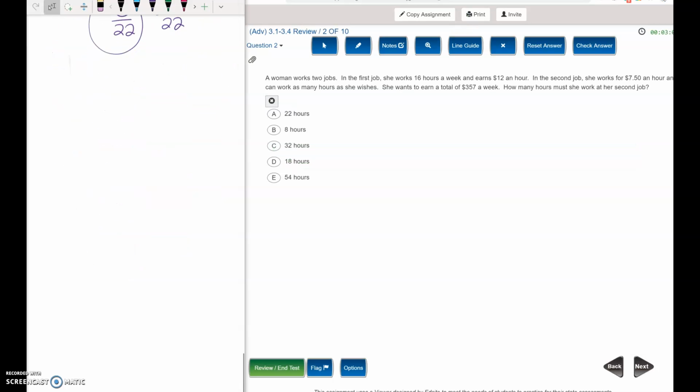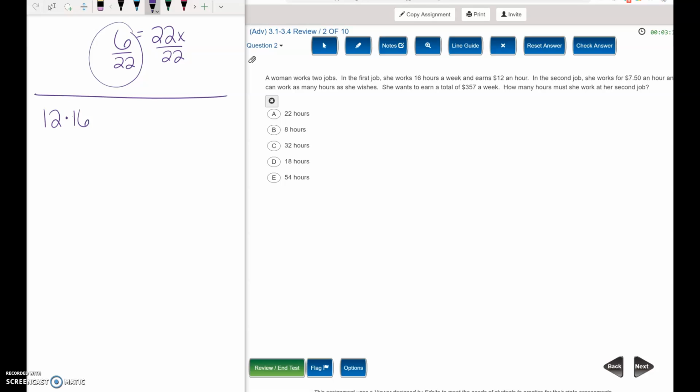A woman works 2 jobs. In the first job, she works 16 hours a week and earns $12 an hour. So $12 an hour times 16 hours, that will tell us how much she's going to earn at that first job. In the second job, she works for $7.50 an hour, and she can work as many hours as she wants. So we're gonna say x because we don't know how many hours she's going to work. Add those two together, and she wants to earn a total of $357 a week.